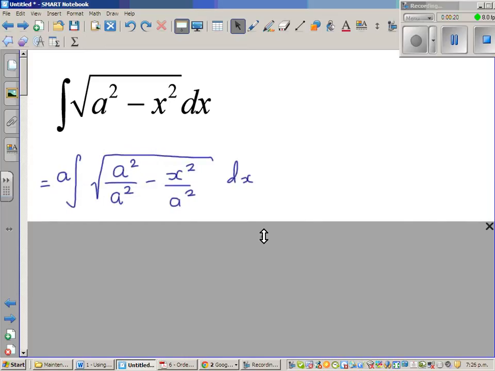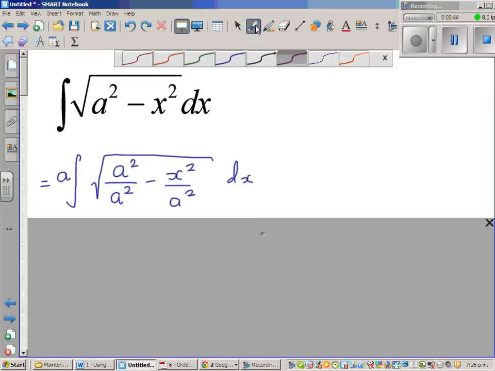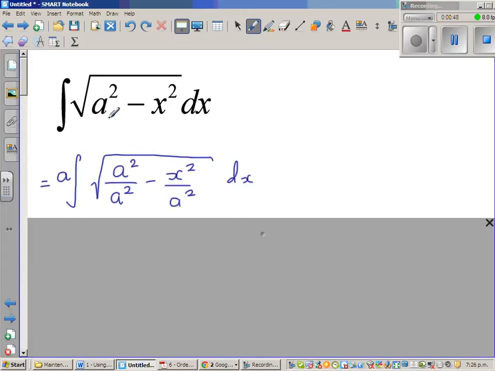Here my intention is to get a 1 here. To get a 1, I'm dividing a squared by a squared and x squared by a squared. So if you factor out 1 over a squared, when it comes outside the square root, it will be 1 over a. And to cancel that 1 over a, I have put an a here, so that it cancels. So basically this step and this step are the same.